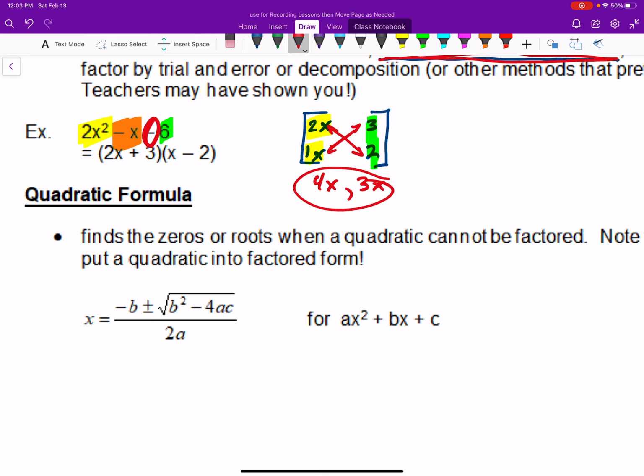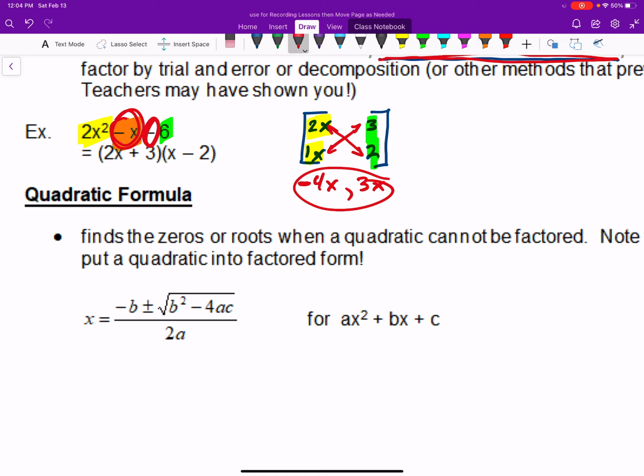The only way I'll be able to get a negative sign in front of the 6 is if I have one positive number and one negative number multiplying together. So either the 3 has to be negative or the 2 has to be negative. So which one is it going to be? Well, looking at this negative x here, if I make this a negative 4x, when I add it together, negative 4x plus 3x will give me negative x.